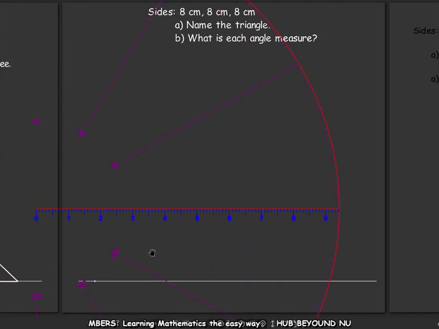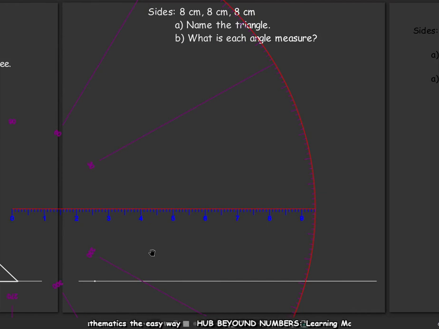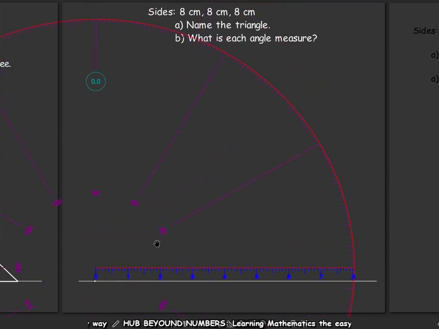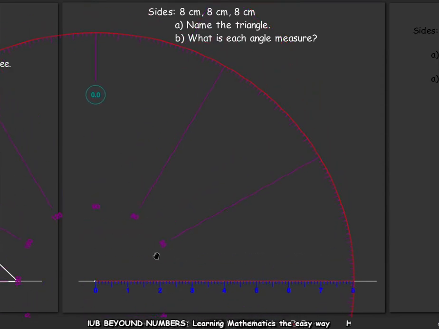So you open your compass to the measure of 8 centimeters. So let me do that here as well. I'm going to close mine to 8 centimeters. You can see here, this is exactly 8. I then come to this point, my initial point, and you just draw an arc over here. That will represent your 8 centimeters.